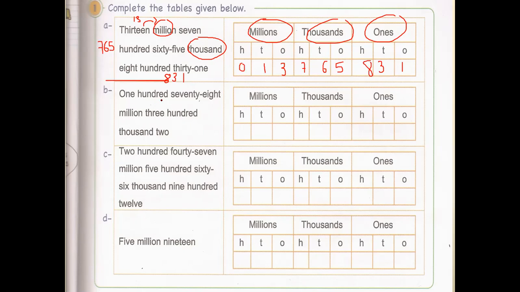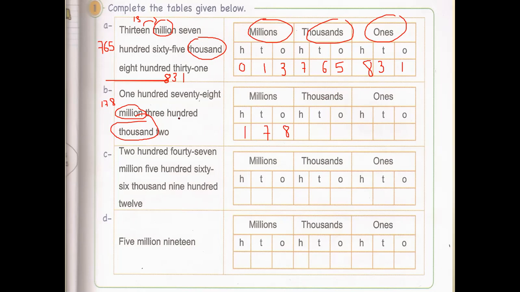Part B. 178 million, 300,000, 2. So 178, how do we write it in digits? 1, 7, 8. Where should I place it? In which family? In the millions family. So skip the other two families, just look at the millions family. Starting from the ones, 8, 7, 1.